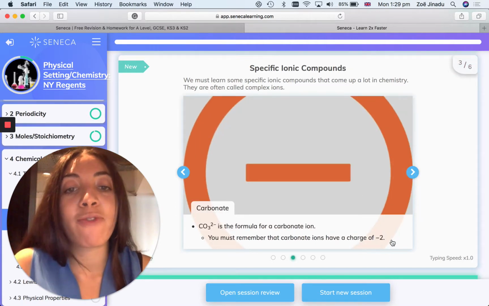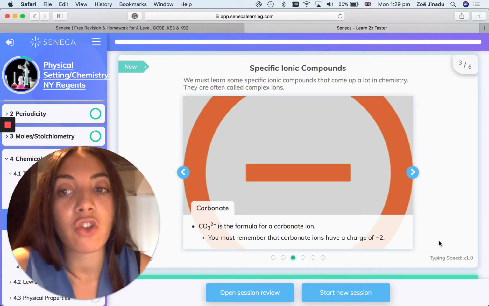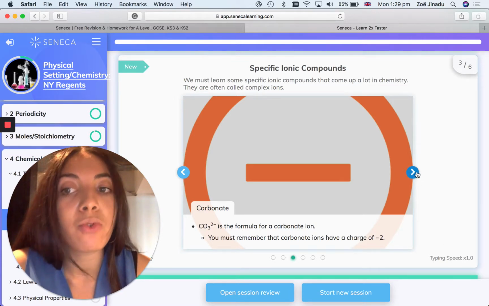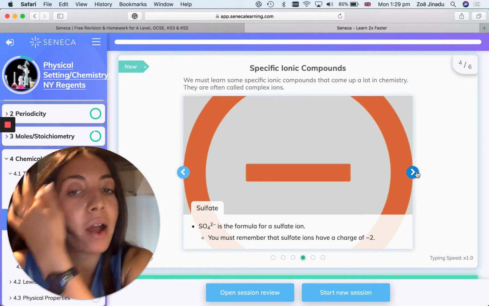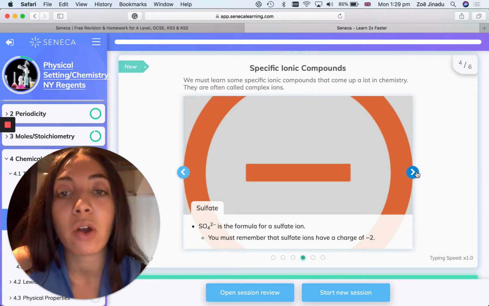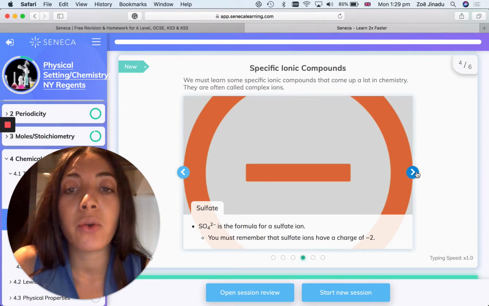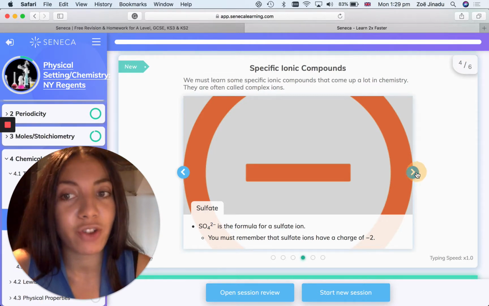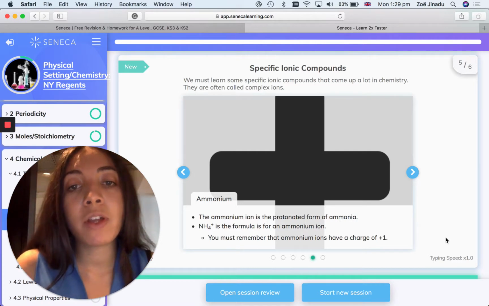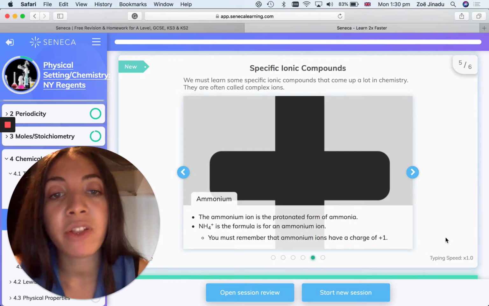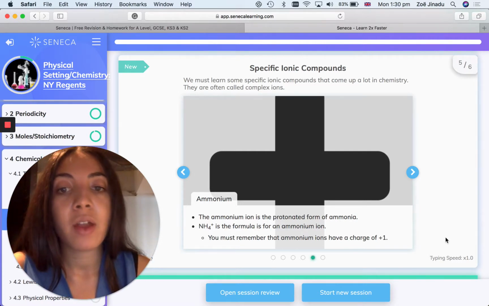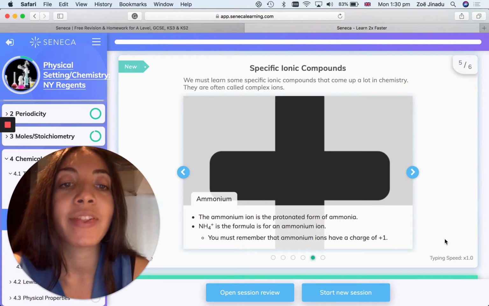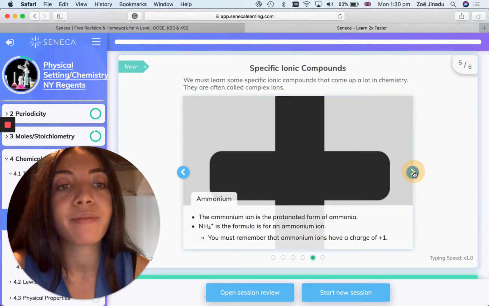CO3 is the formula for a carbonate ion. You must remember it has a charge of -2. Sulfate ions have a formula of SO4 2-. So this one you have to remember that sulfate ions have a charge of -2. The ammonium ion is the protonated form of ammonia. NH4+ is the formula for an ammonium ion. You must remember that ammonium ions have a charge of +1.